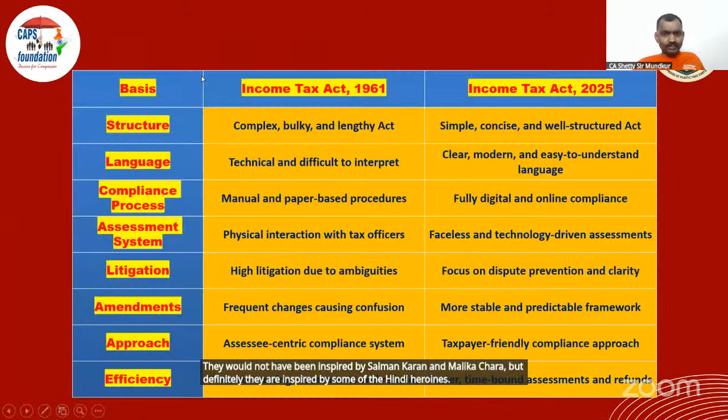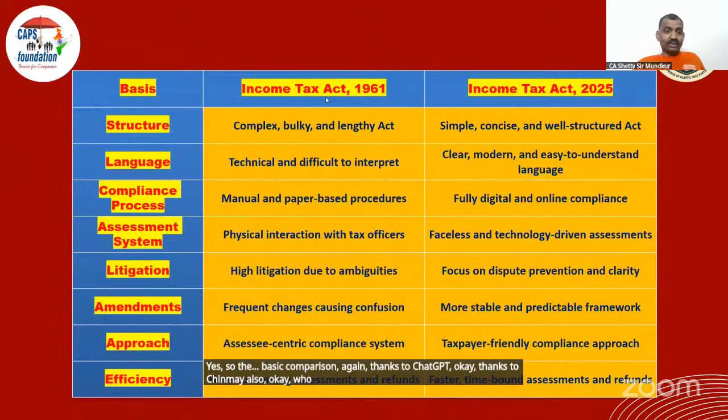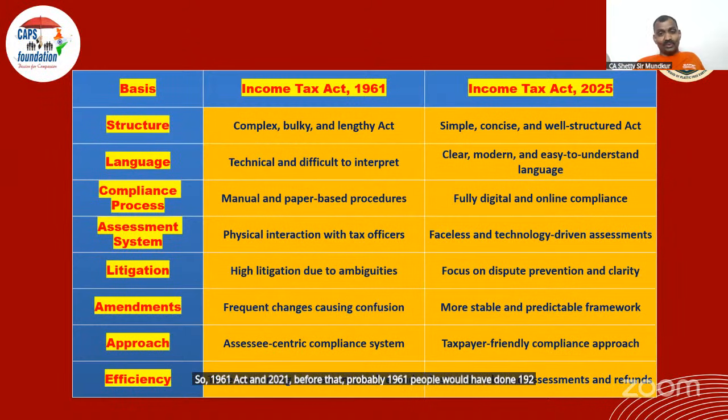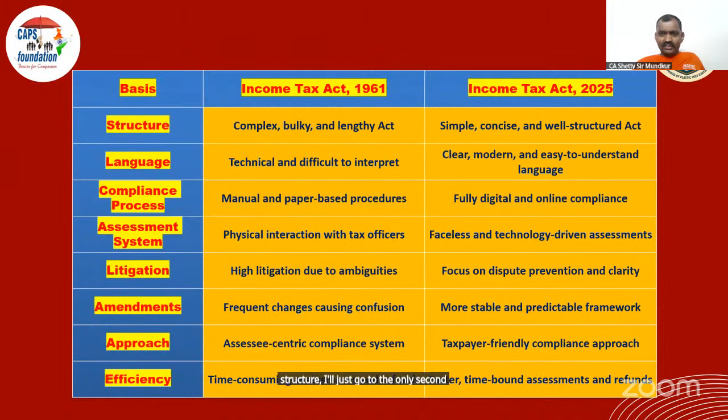Yes, so the basic comparison, again thanks to ChatGPT, and thanks to Chinmay also, who has helped me. So the 1961 Act and 2025. Before that, probably 1961 people would have compared the 1922 Act with the 1961 Act. Before that also we had an Act, right. Structure, I'll just go to only the second column. It is simple, concise, and well structured. That's what they claim, and I reasonably believe in it.